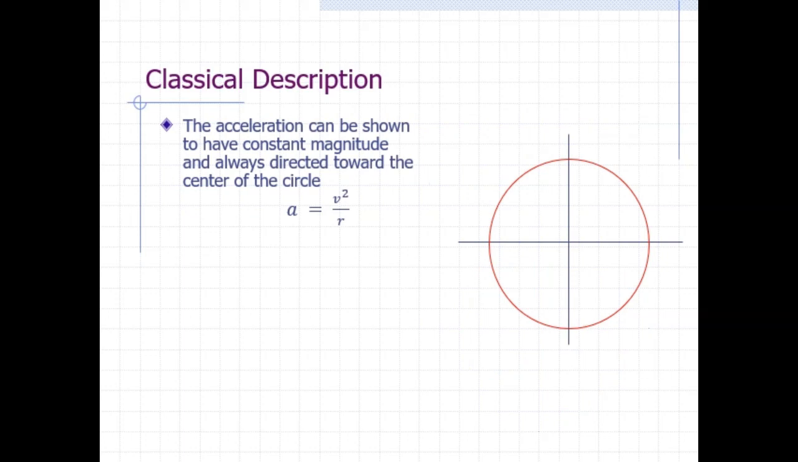The magnitude of the acceleration can be shown to be v squared over r. Since v and r are constant, the magnitude of the acceleration, a, is also constant. The acceleration vector can also be shown to be always directed toward the center of the circle, regardless of where the particle is on the ring. For example, at this location, the acceleration vector can be represented by this green arrow pointing toward the center of the circle. And at this location, the acceleration vector can be represented by this arrow.